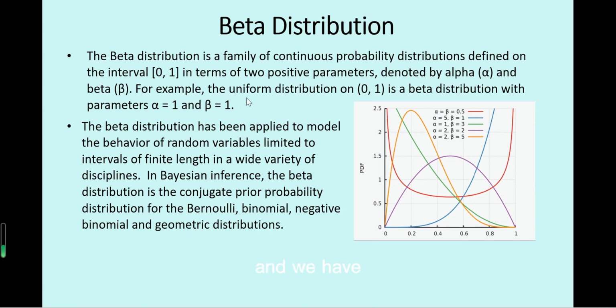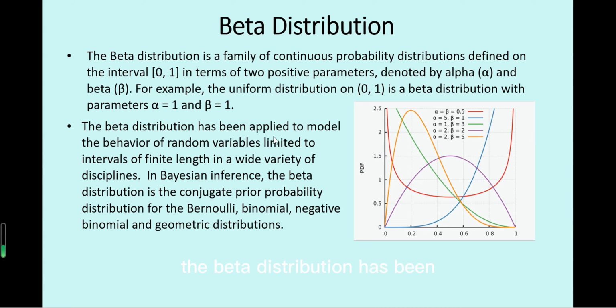And many people know the uniform distribution also models a random variable with the same probability density in the range of A and B. So a uniform distribution on 0 and 1 is a special case of the beta distribution, with alpha and beta both equal to 1.